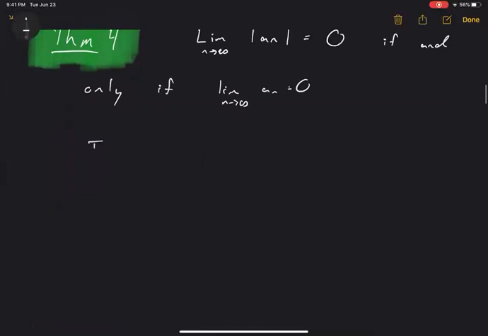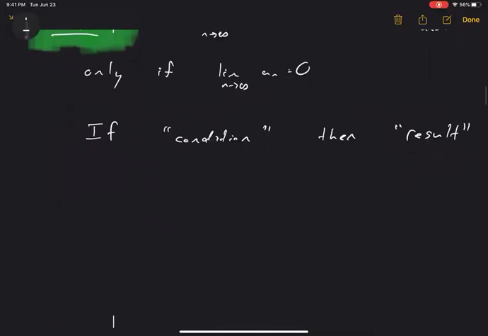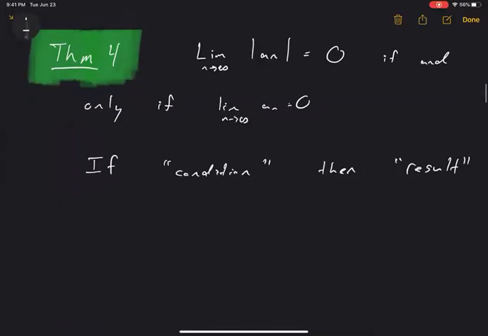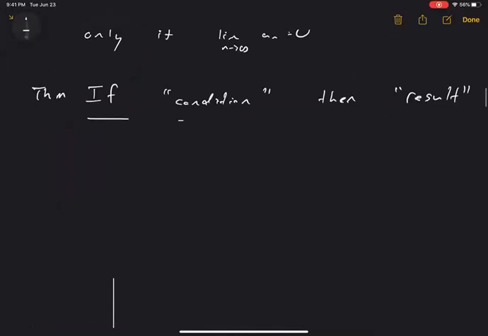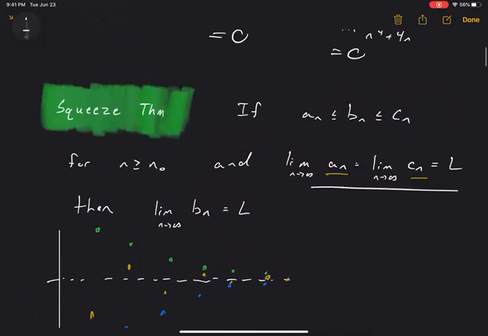Theorems are usually stated like: if some condition, then some result. So what do I mean by this? Usually the way theorems are stated is, if some condition holds, then we have some property, like going back up to the squeeze theorem. If we have this, then the limit of Bn is equal to L.